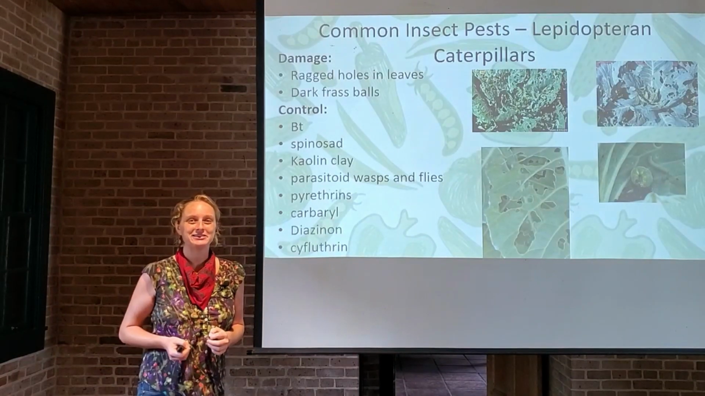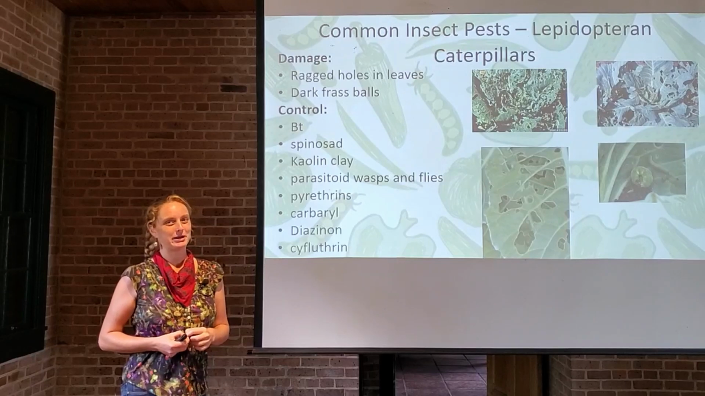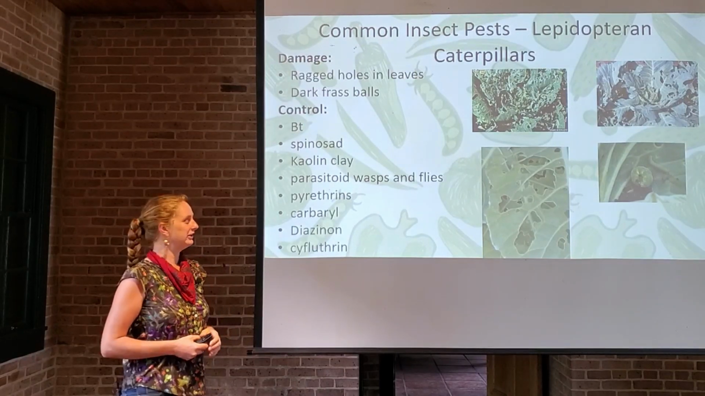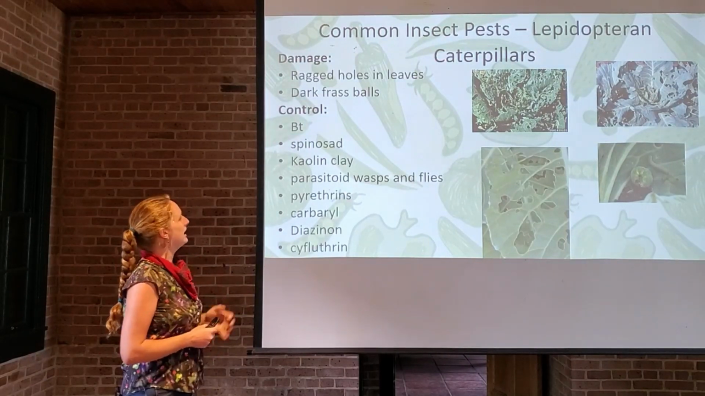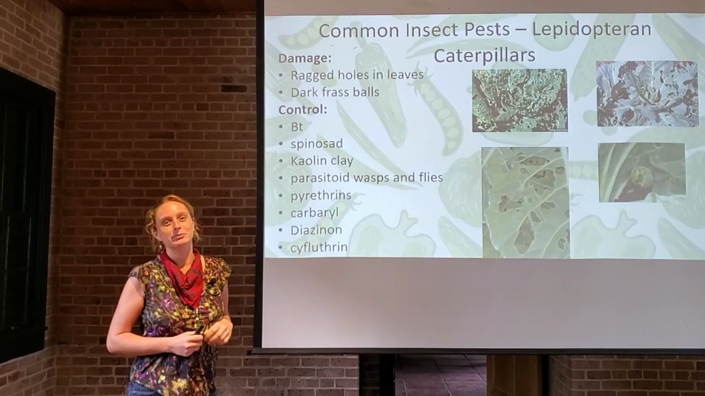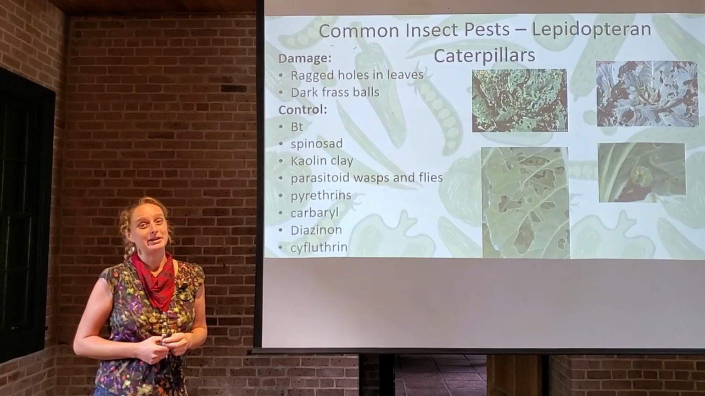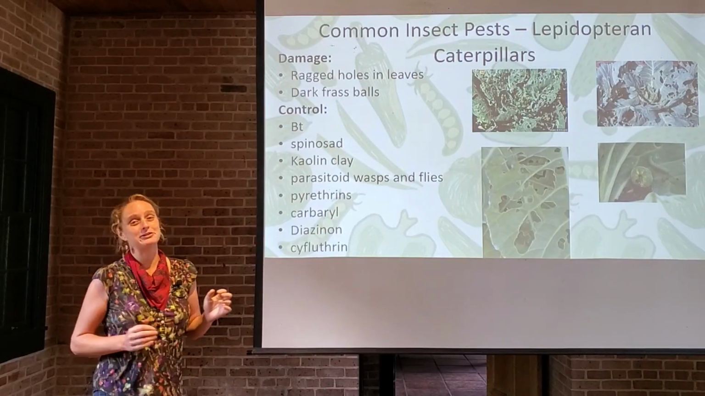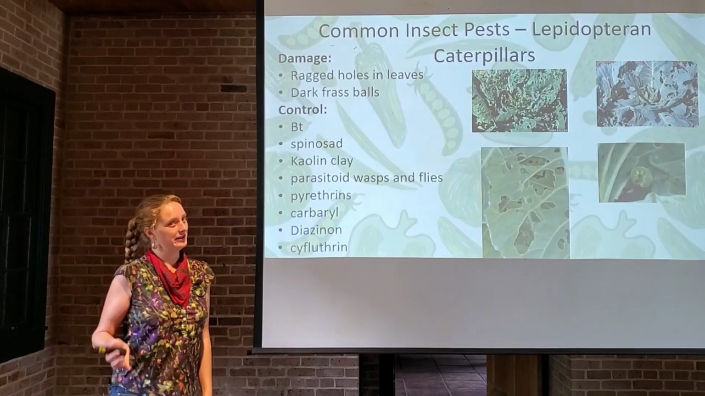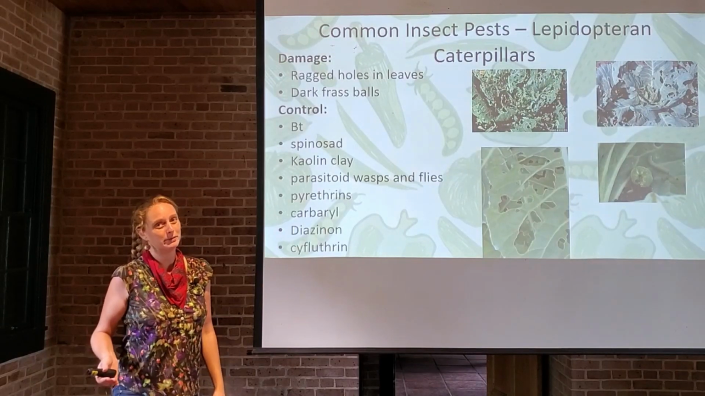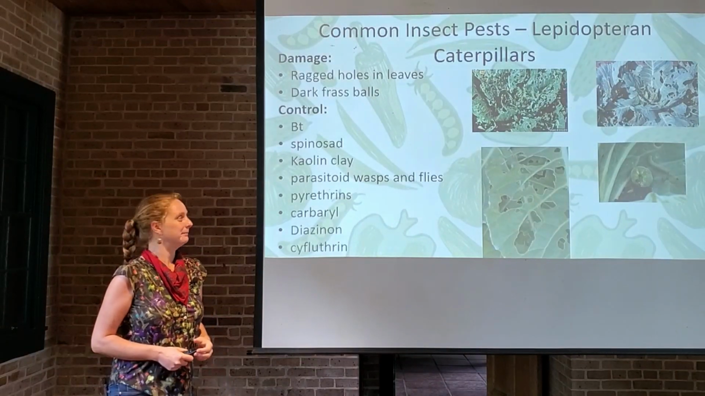Frass is just a fancy word for caterpillar poop. It's probably one of my favorite gardening terms ever. It's just a funny word. But you will see balls of caterpillar poop on the leaves where the insects have been feeding, and that's a dead giveaway that you've got a caterpillar problem. Even if you can't see the caterpillars, they're there, they're feeding, and they're pooping, so you know you've got a problem.